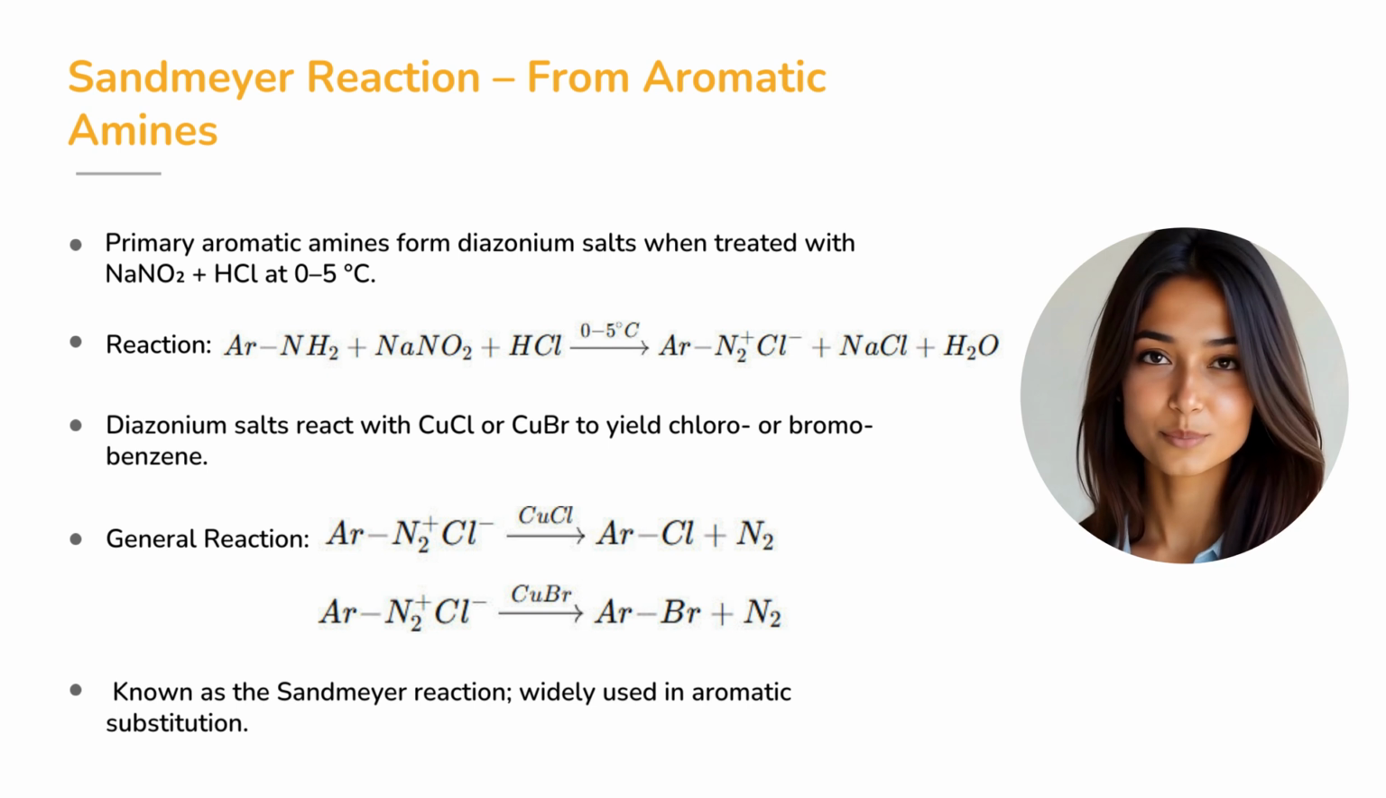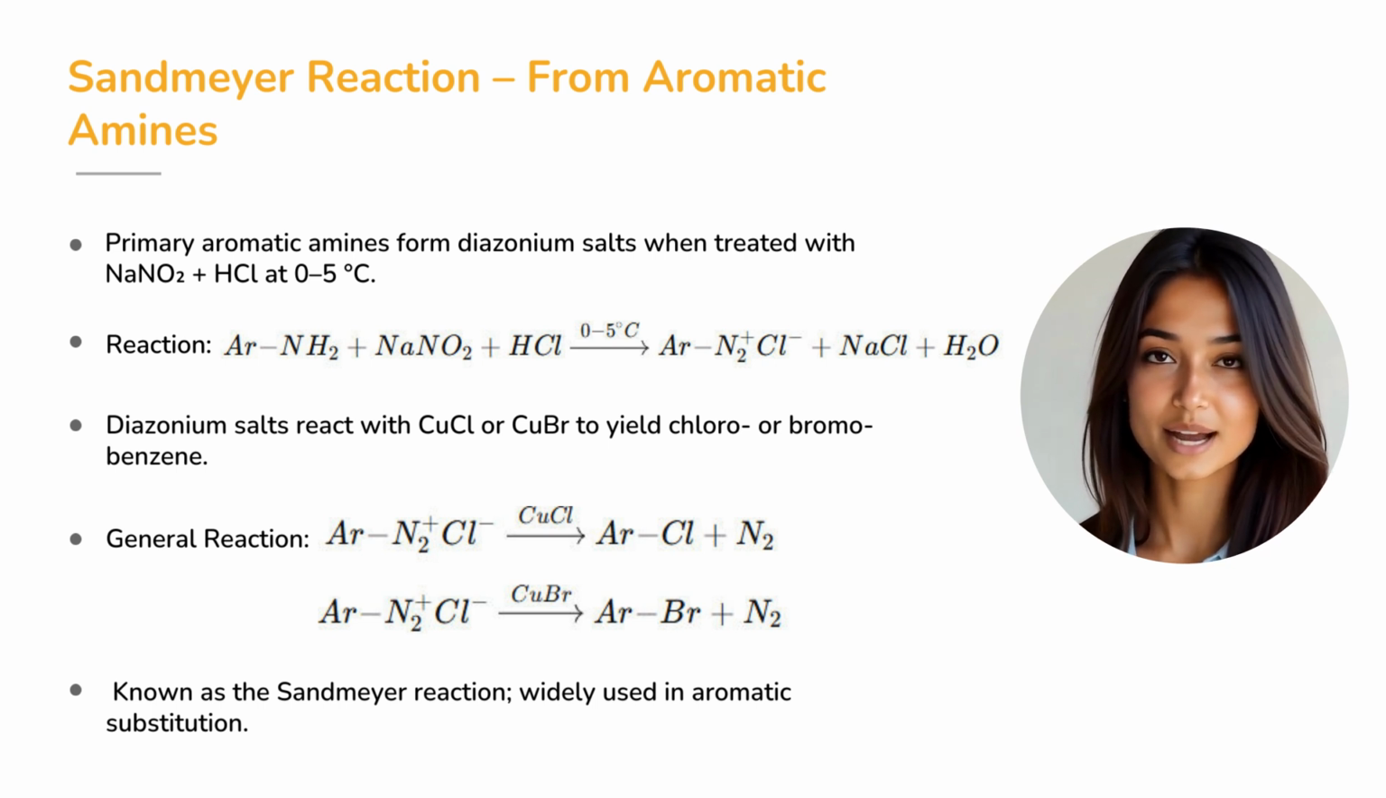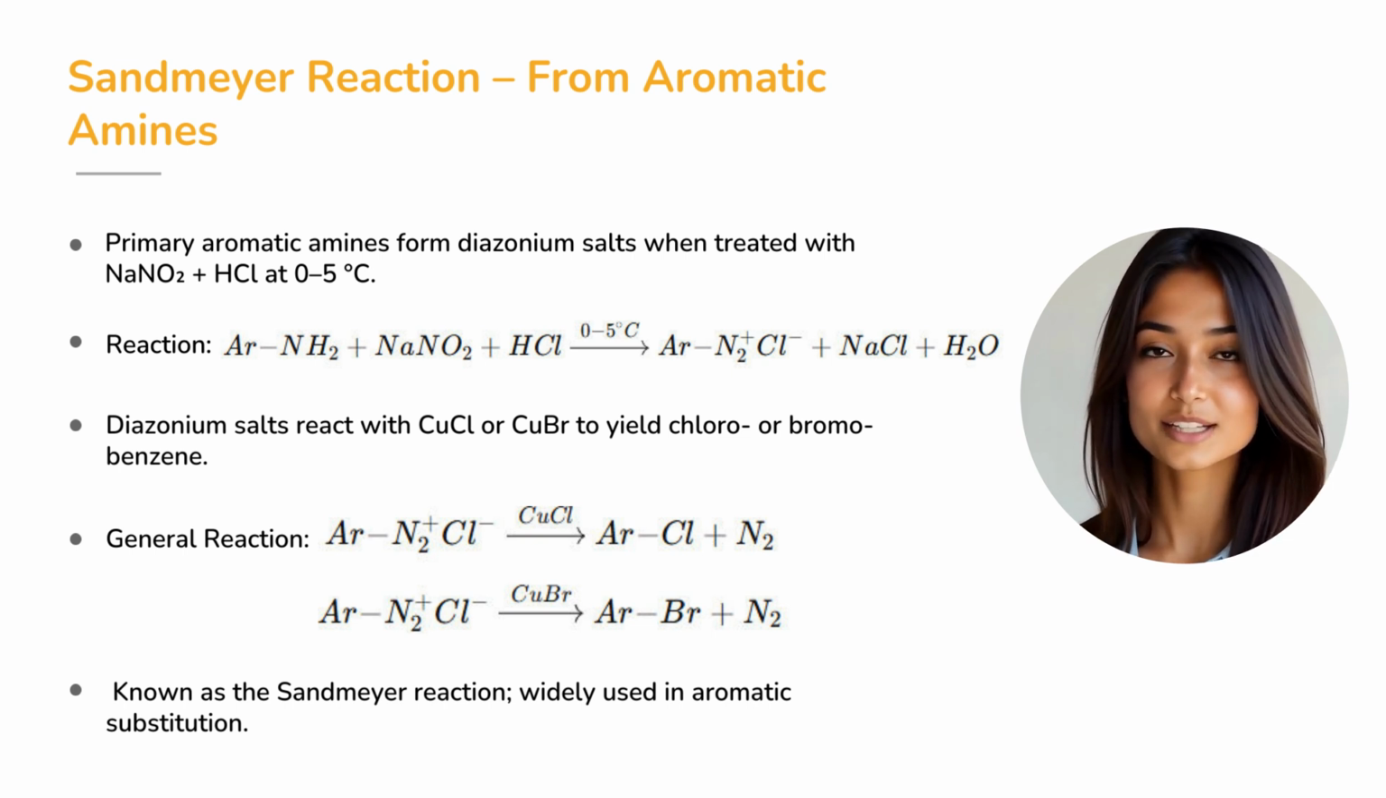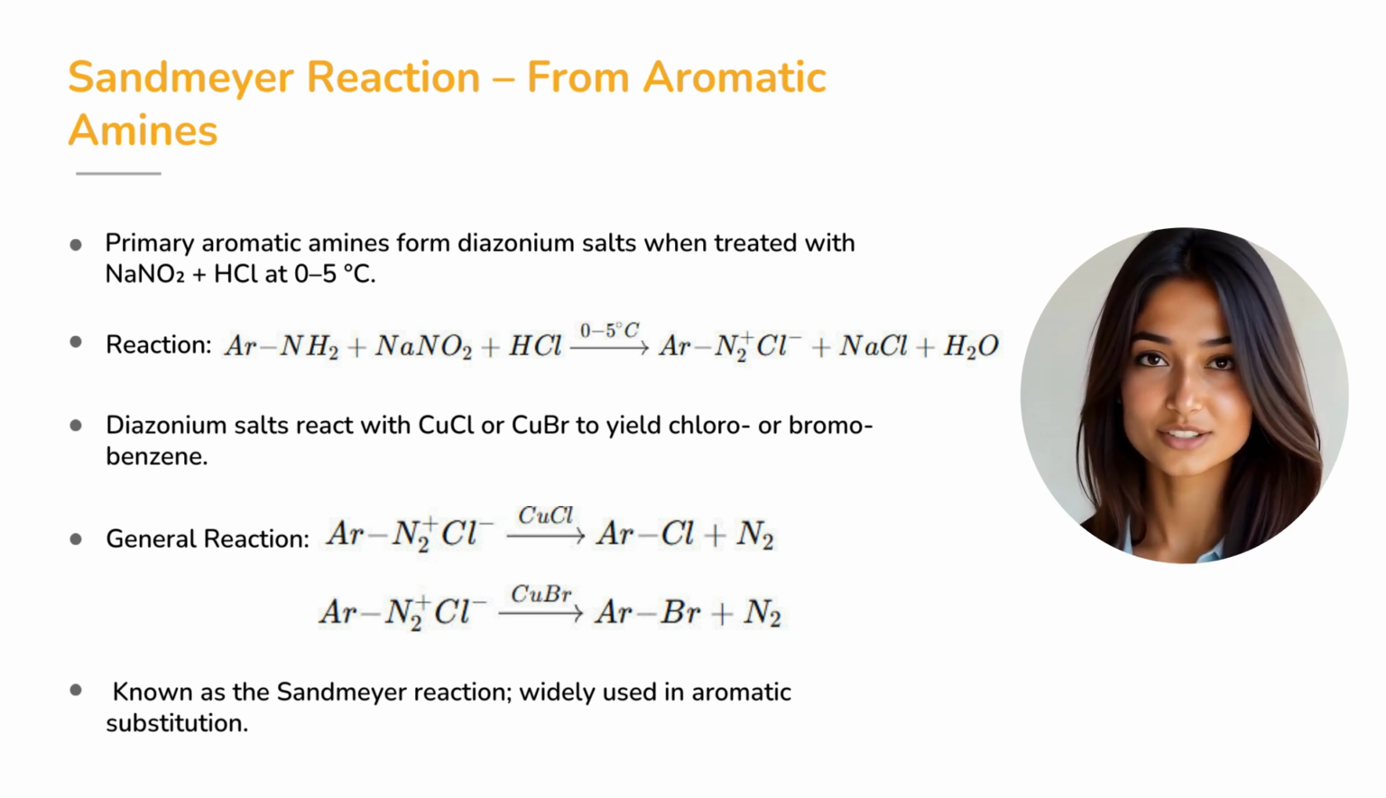Let's look at a very important transformation in aromatic chemistry: the Sandmeyer reaction. When a primary aromatic amine is treated with sodium nitrite and hydrochloric acid at a low temperature of 0 to 5 degrees Celsius, it forms a diazonium salt. The reaction is ArNH2 plus NaNO2 plus HCl at 0 to 5 degrees Celsius gives ArN2+ Cl- plus NaCl and water. These diazonium salts are very useful intermediates.